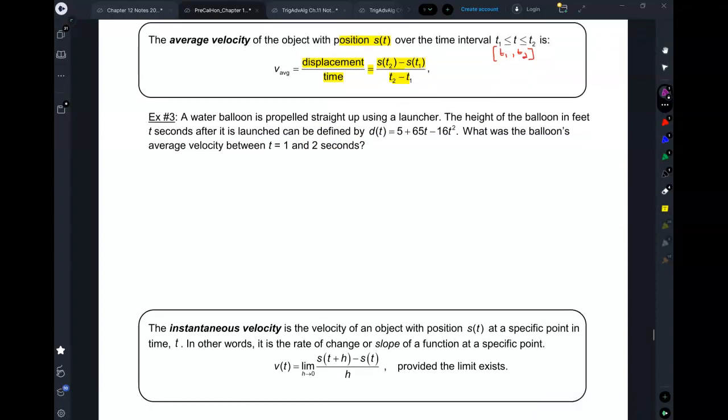A water balloon is propelled straight up using a launcher. The height of the balloon in feet, t seconds after it is launched, can be defined by this. So this is d of t, like distance, that's the height of the balloon. What was the balloon's average velocity between t equals 1 and 2 seconds? So v average is the final position minus the initial position.